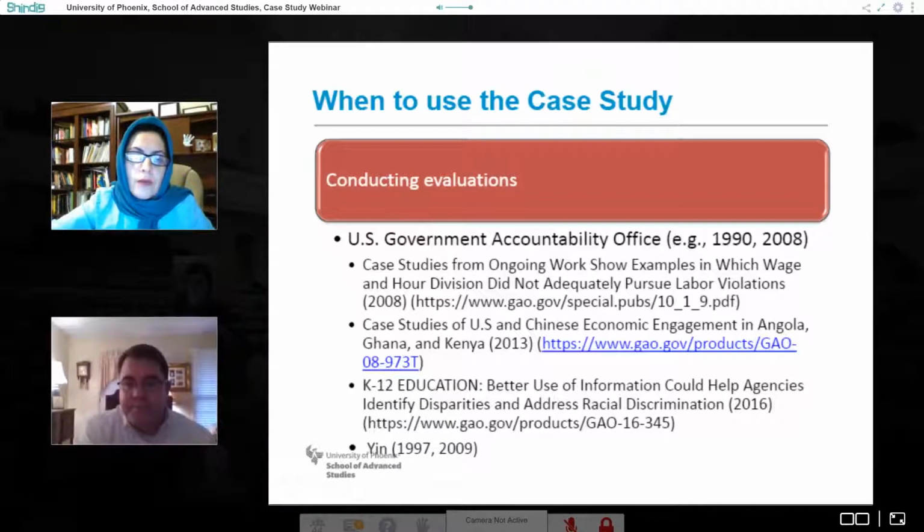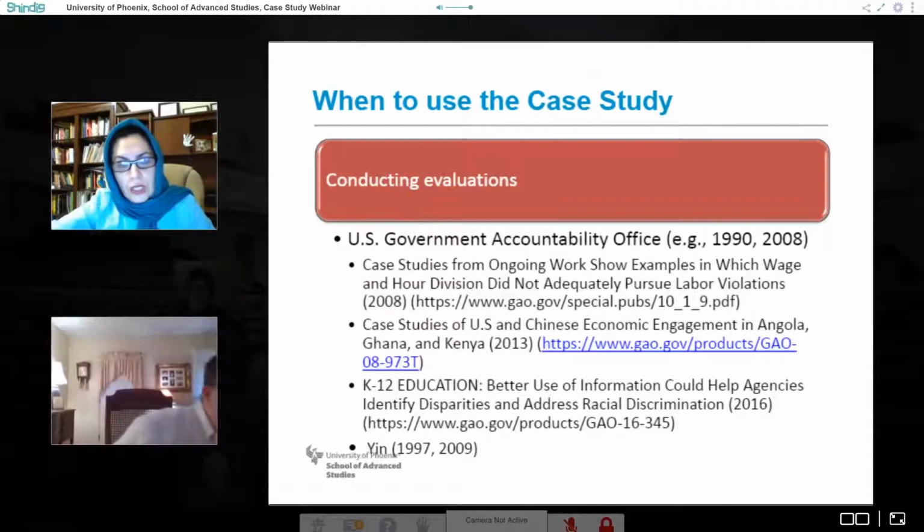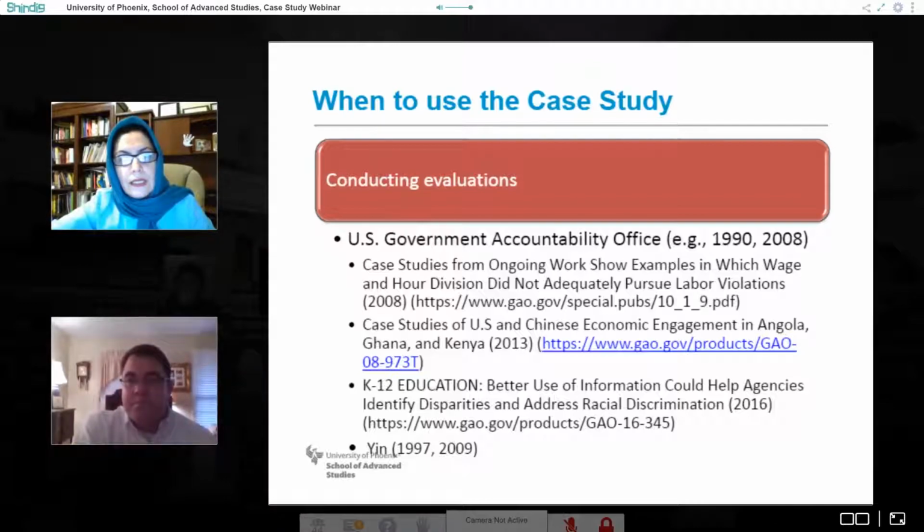There are a number of evaluation studies that I have seen, and I also saw in the Yin article that they use case studies. So case study design is appropriate for evaluation. If it happens that you want to evaluate a program, perhaps case study is one of the appropriate designs that you may select for your study.